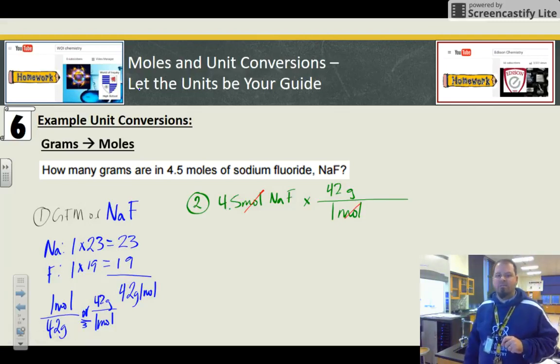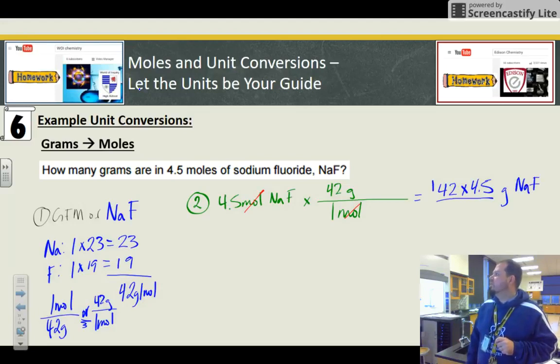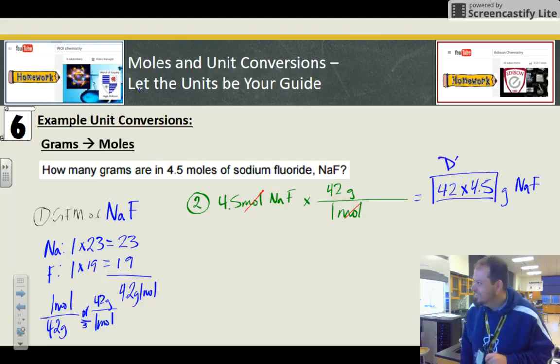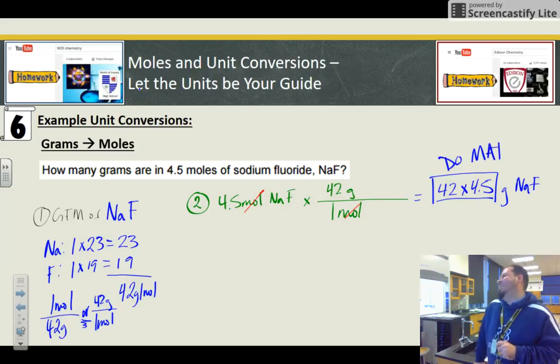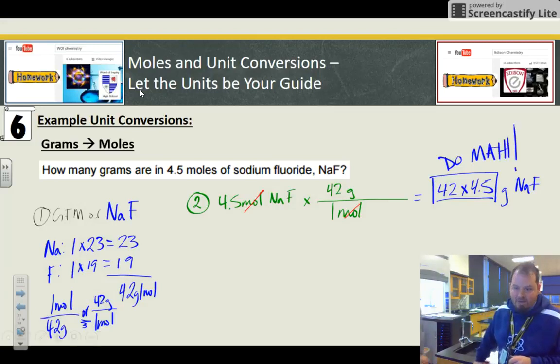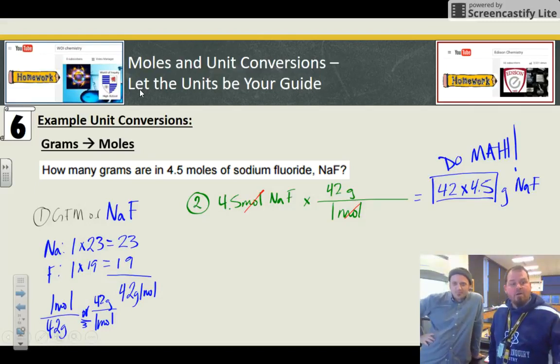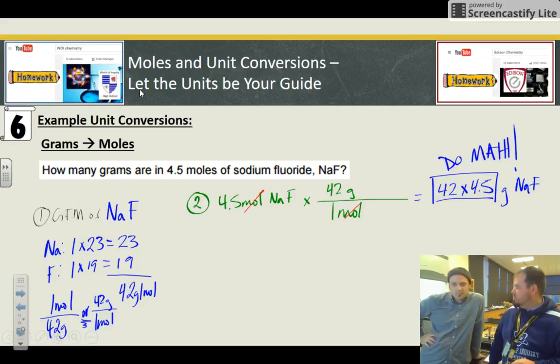Oh, that's tough in my head. I can kind of come up with it. 160, 170 plus a half of 42. The answer is do the math. Yeah, seriously. Do math. But notice how we are now not just counting atoms and calculating gram formula mass, we're using the gram formula mass.